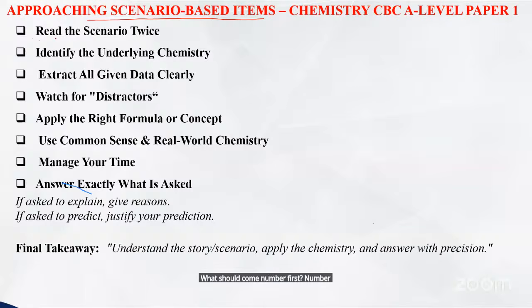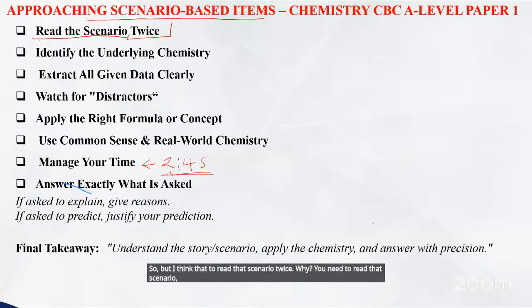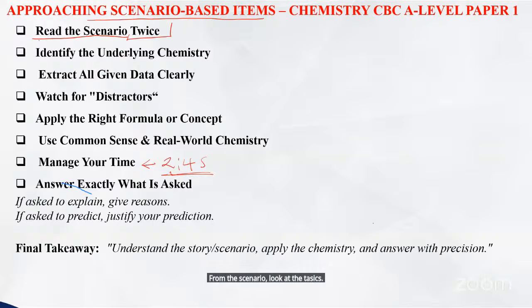Number 1 should be to read the scenario. Not once, but we are saying read it twice. But don't forget, there is a time issue because we say that it's 2 hours and 45 minutes. But we're saying that read the scenario twice. Why? You need to read the scenario, and from the scenario, look at the tasks. You see, how is a task related to the scenario? What is that problem that is being hinted at?